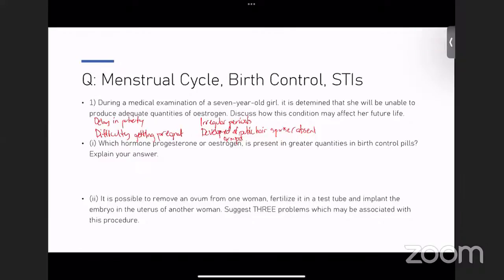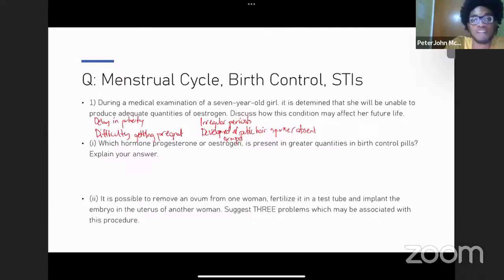So when you're thinking about this stuff, look at yourself. Think about yourself. Think about what you go through. Monthly, I guess. So yeah, that's why it's really good to deal with human-based stuff, because we're humans. So development of pubic hair or arm hair, armpit hair is sparse or it might be absent.